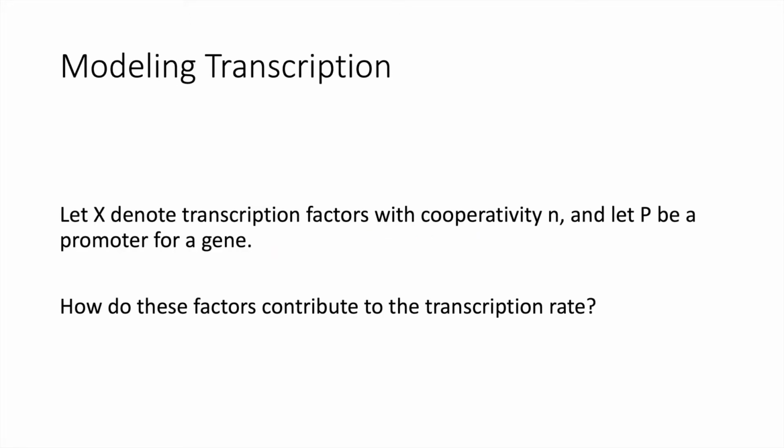Let's actually model our transcription. So let X denote the transcription factors, and these have a cooperativity of n, and let P be the promoter for a specific gene. So we're trying to find out how these factors contribute to the transcription rate and how we can mathematically model this. So first we need to derive a chemical formula for this process.